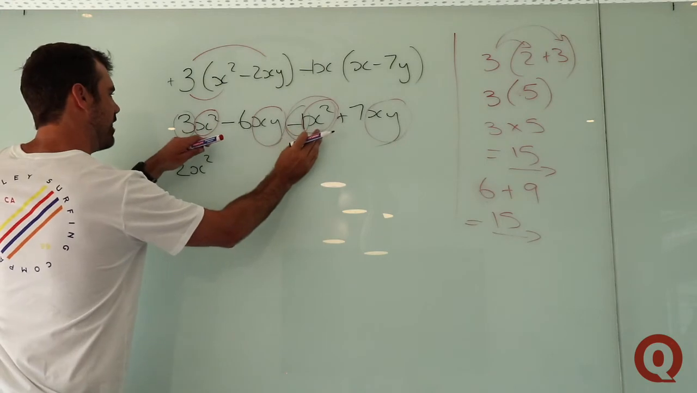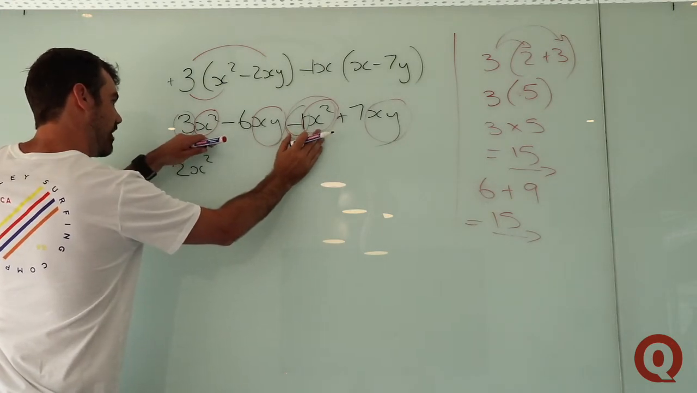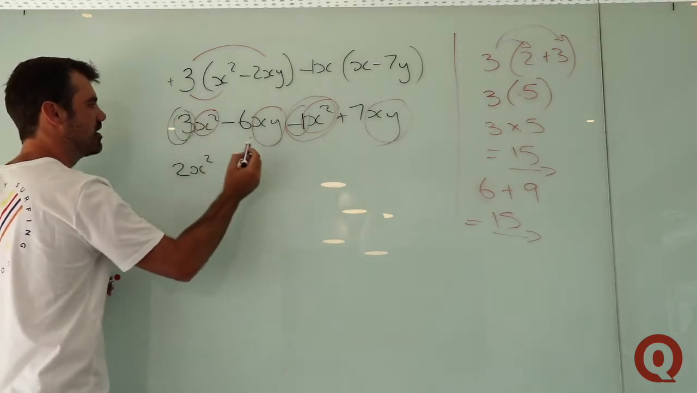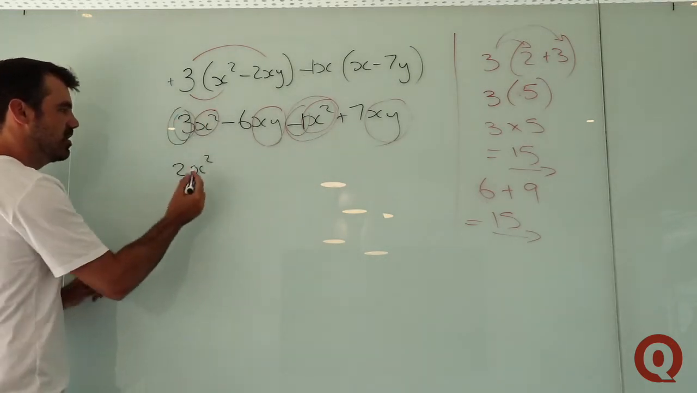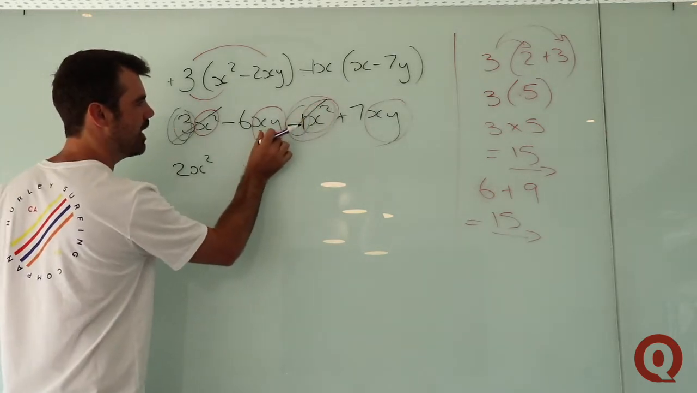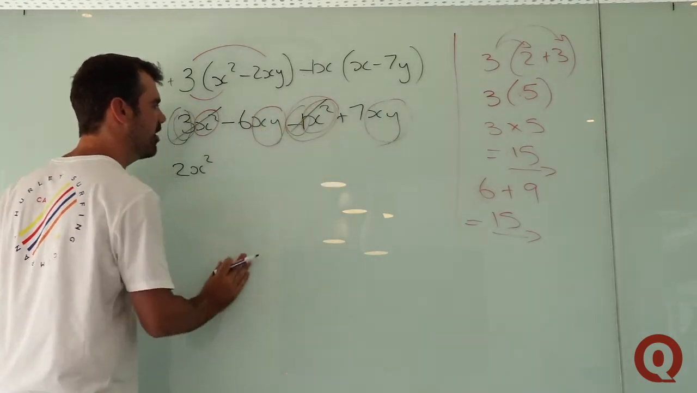Once I've realized that my terms are the same, meaning they are like terms, so my variables are identical, I then go and perform the task with my coefficients. So 2x squared. Let's get rid of these now. Then I have xy and another xy over here. That means they are identical.